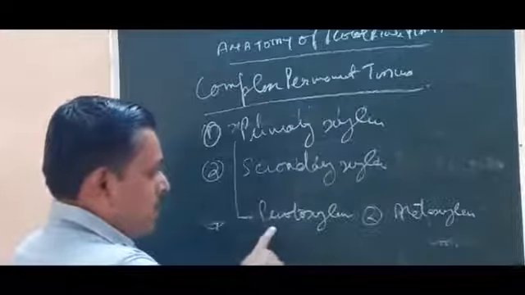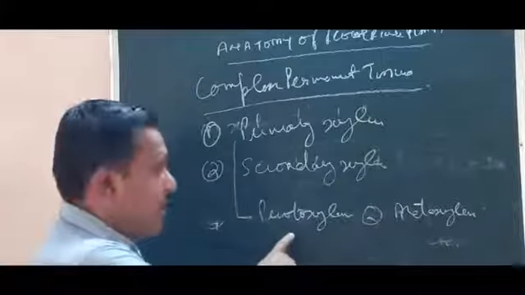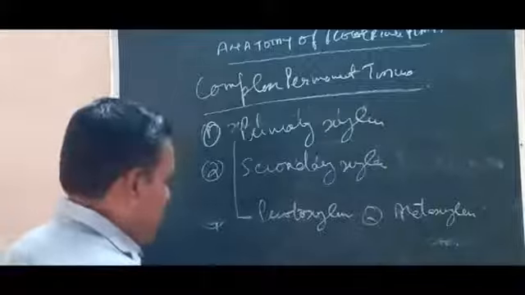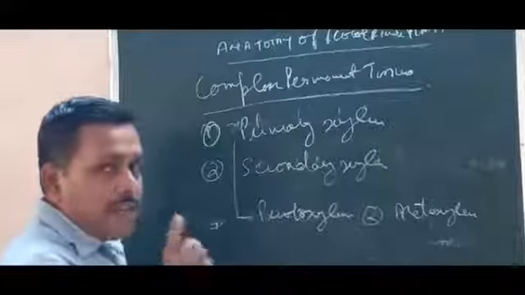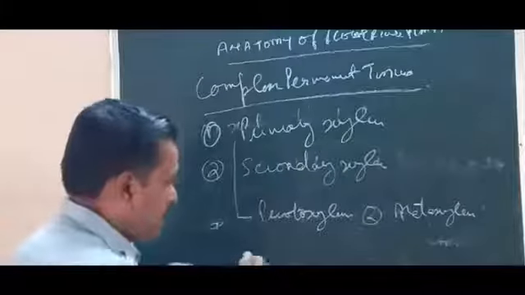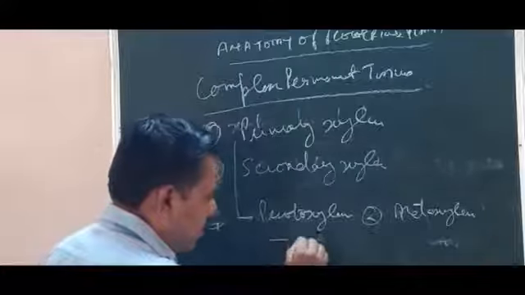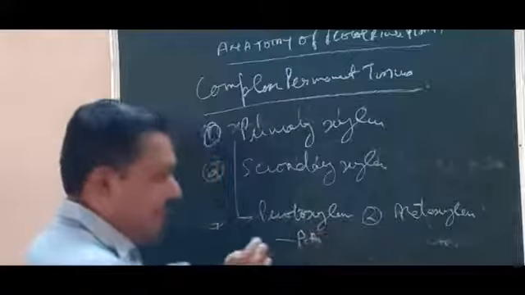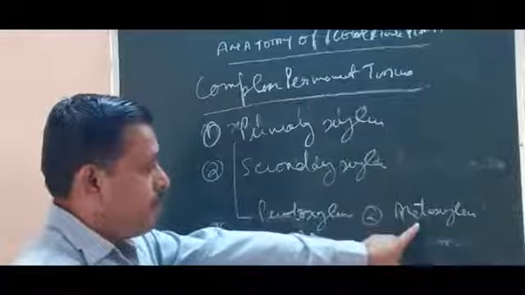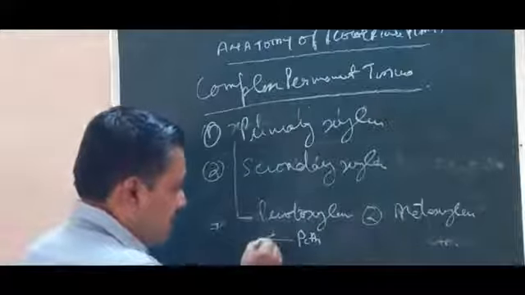Protoxylem is the first formed primary xylem, while the metaxylem is the later formed primary xylem. In plants, there are two conditions of protoxylem and metaxylem appearance in the tissue. In the stem, the protoxylem lies towards the center or towards the pith, and the later formed metaxylem of the primary xylem lies towards the periphery.